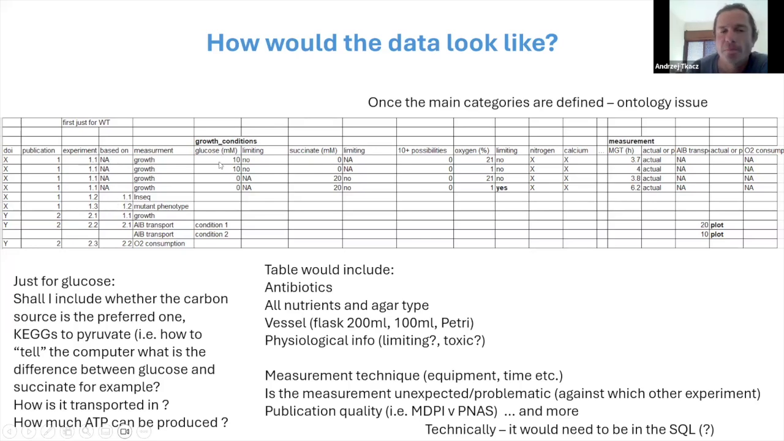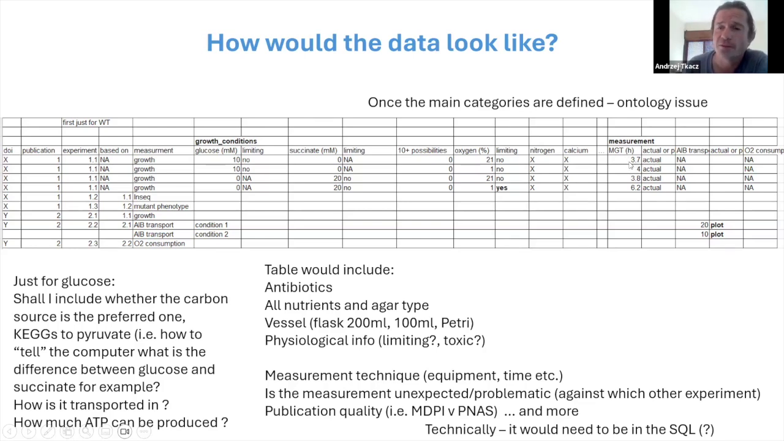And for example, if we say growth conditions, 10 millimolar of glucose was added. Okay, but what does it mean? Is it a limiting condition? Is it not? There are hundreds of compounds that were used, or maybe tens. What was the oxygen concentration? What was nitrogen? What was calcium? Everything we can think about in growth conditions.